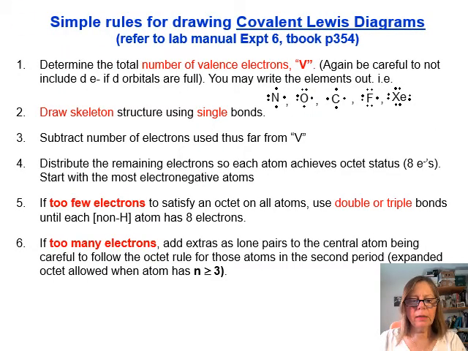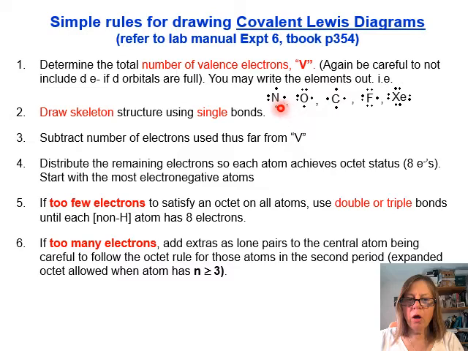Okay, simple rules to draw Lewis structures. First, we're going to determine the number of valence electrons, V, using all of the elements making up the molecule. So this is when it's interesting to know that nitrogen has 5, oxygen has 6, carbon has 4, etc. We are careful not to count d electrons if the d orbitals are full. If you don't remember these, you will have a periodic table.